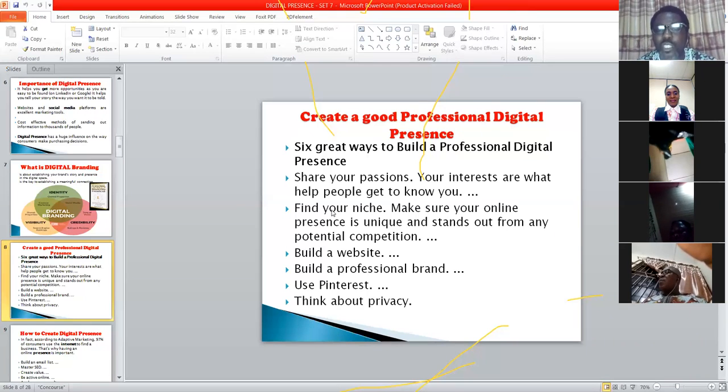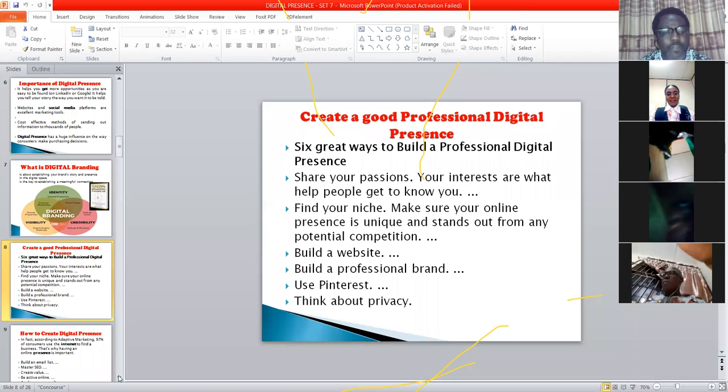Of course, you need a blog. You need a professional brand. And to have that professional brand, one of the things you need is your blog and your website. The two cannot be compromised. You need to understand these two and you need to follow them adequately.